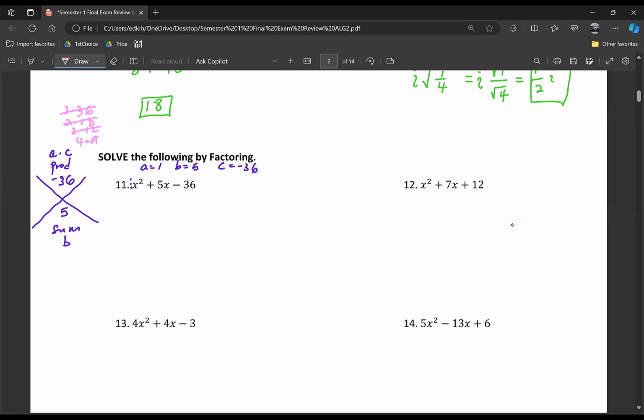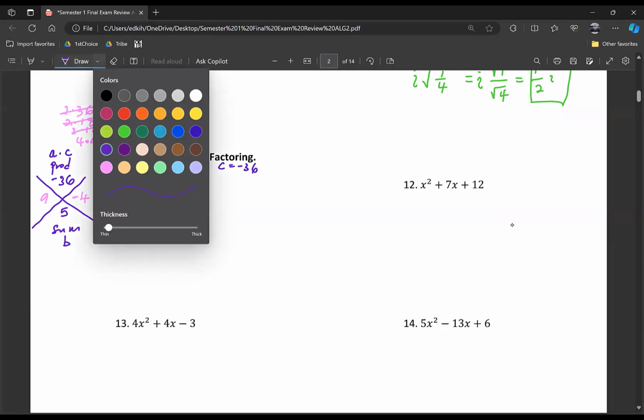So we know that the correct pair is 9 and 4, but now we need to account for the signs. We wanted the product to be a negative number, means one of these must be a negative, and then when we add them, we should get a positive 5. So that means we have to make the 4 a negative. So let's check it. 9 times negative 4 gives us the negative 36 that we wanted, and then 9 minus 4 gives us the 5 that we wanted. So that's the pair that you were looking for.